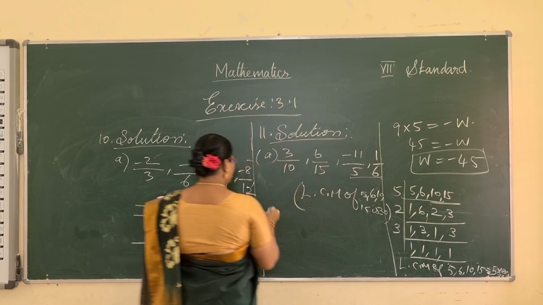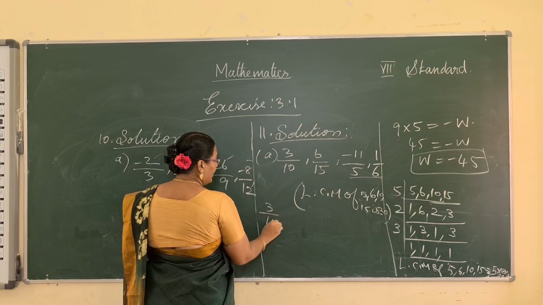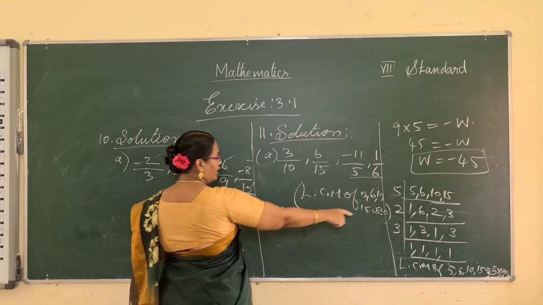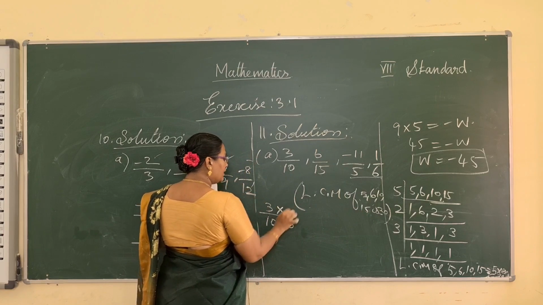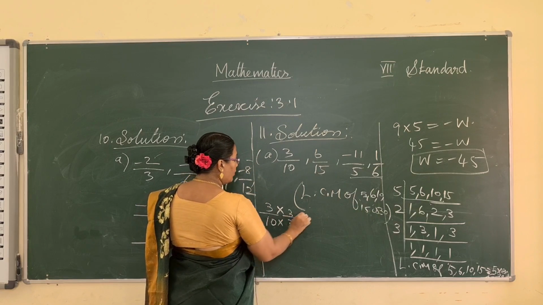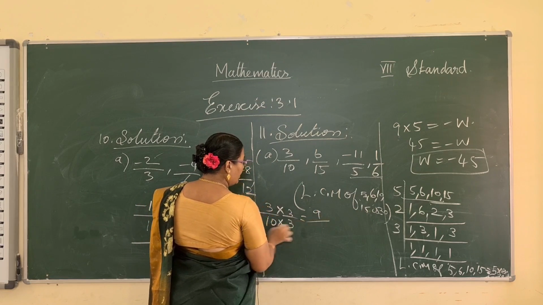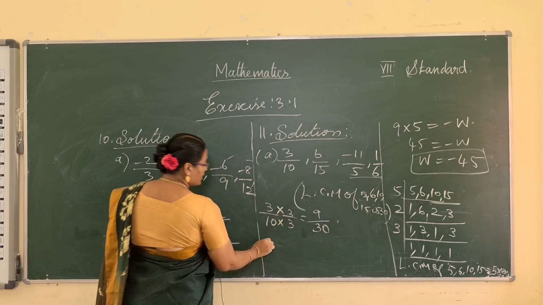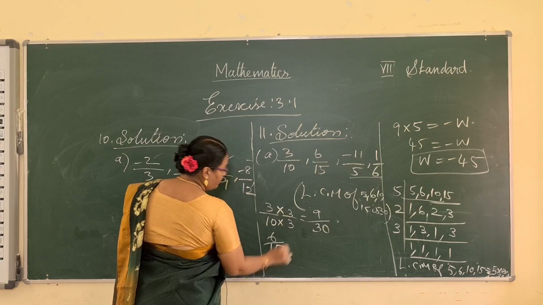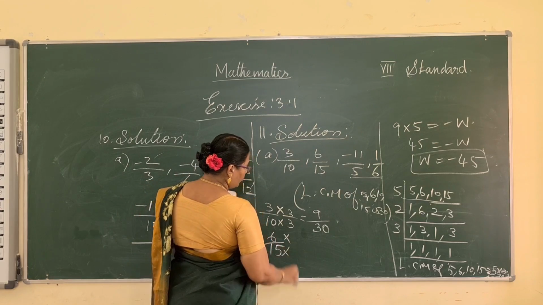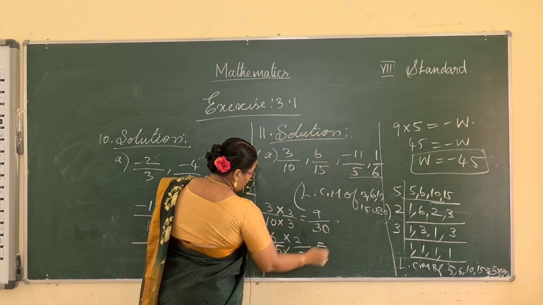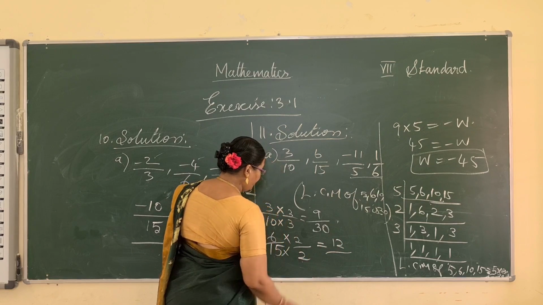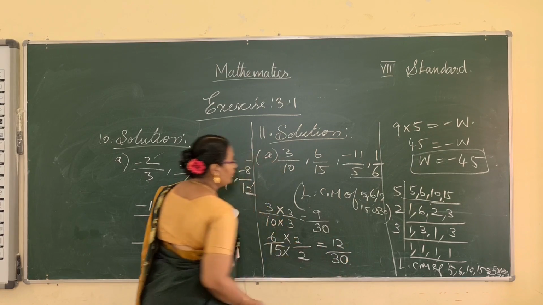Right. Now 3 by 10. For the numerator and denominator, which number multiplied gives the value of 30 in the denominator? The same number multiply the numerator also. So 3 3s are 9 by 10 3s are 30. Okay, and next one 6 by 15. Which number multiplies the numerator and denominator? 2. So 6 2s are 12 by 15 2s are 30.